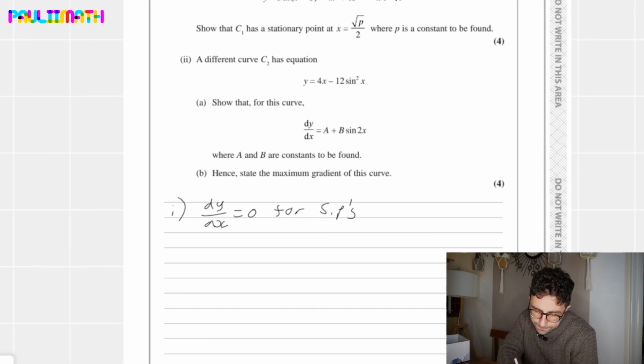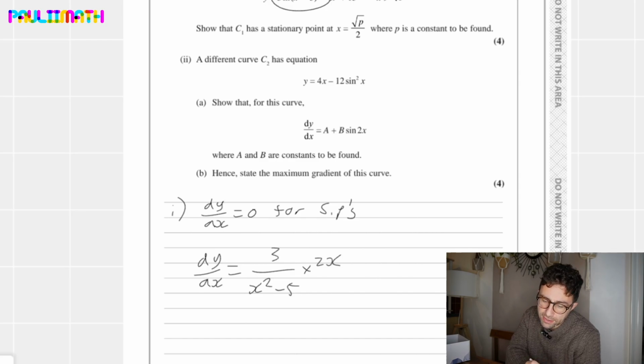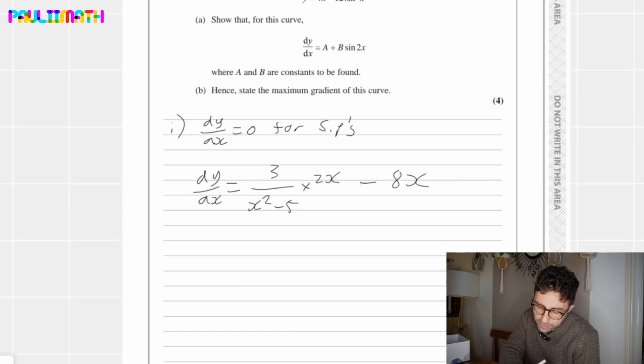If you do differentiate that, you're going to get dy by dx equals basically 3 over x squared minus 5 times 2x. That's chain rule. That is turbo chain rule, where you differentiate the outside thing, so ln goes to 1 over, and then you multiply by the derivative of the inside thing. Keep going, minus 8x, and the 15 disappears. And that's got to equal 0, as we mentioned here. Tidying it up a little bit, basically 6x over x squared minus 5 minus 8x equals 0.